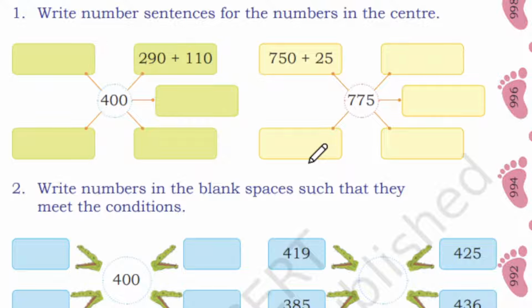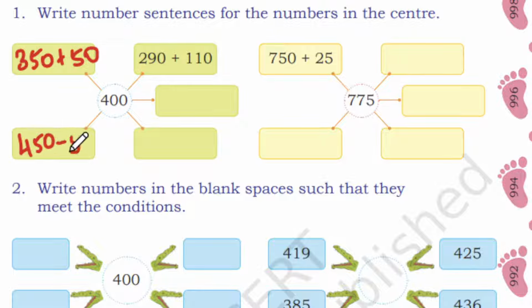Write the number sentence of the following in the center. So you have to write the number sentence. We have 400 and that can be made by 290 plus 110. So which are the ways we can add. Okay, so let's fill this out. So 400, what are the ways we can write? So we can write 350 plus 50. We can also write 450 minus 50.